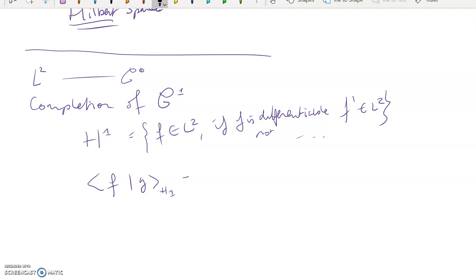Don't worry about that for the moment. It's just going to be the L2 inner product for the function and the L2 inner product for the derivatives. Okay, so that gives you a Hilbert space for infinite dimensional functions.